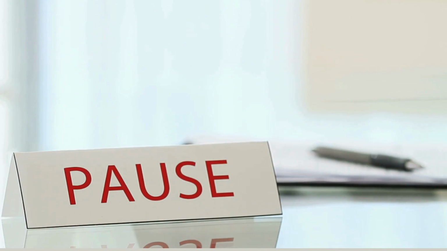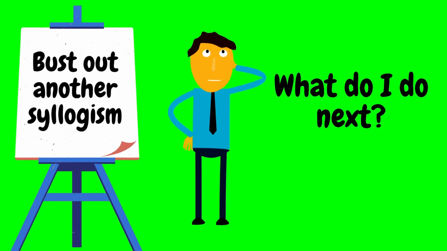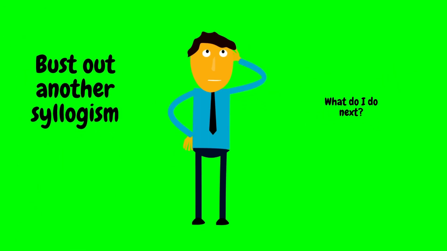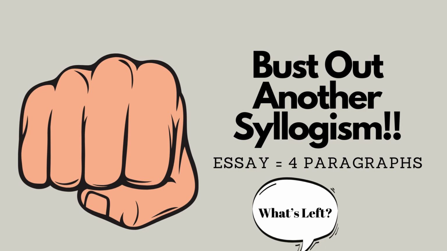But we've got to ask ourselves the question, what do I do next? And it's quite easy. You literally just bust out another syllogism. So we're at the top third of the poem. You have to ask yourself what's left. What terms, devices, techniques have we not analyzed as of yet? And then you move from that middle portion of the poem down to the bottom.